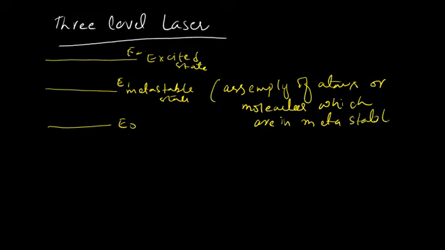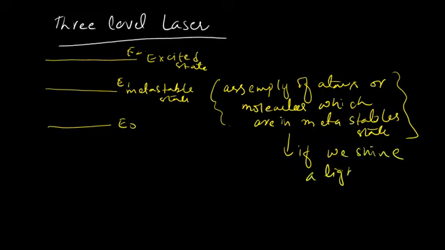Metastable state. So when more atoms and molecules are in the metastable state, and then we shine a light on the metastable state of this assembly of atoms, then as a result, what will happen?